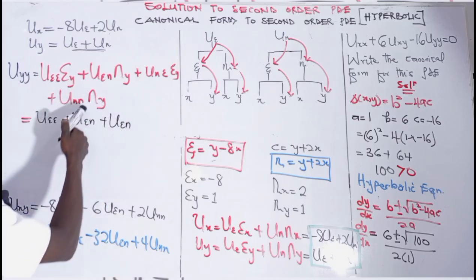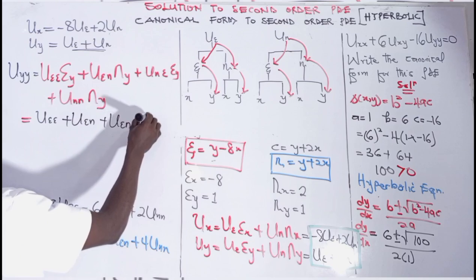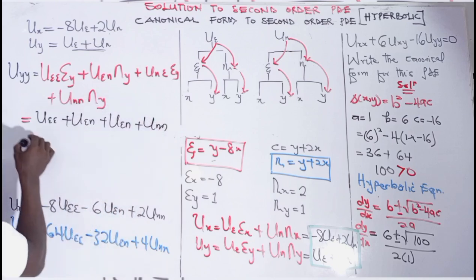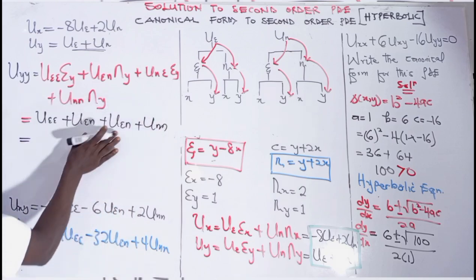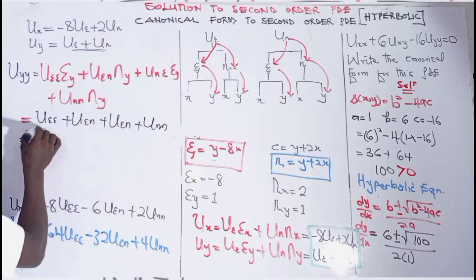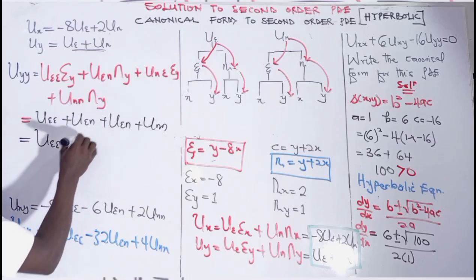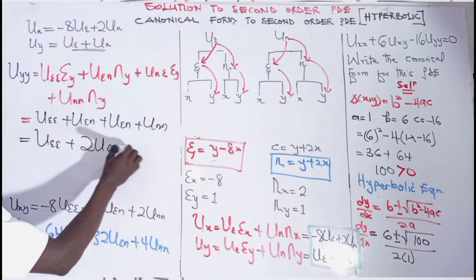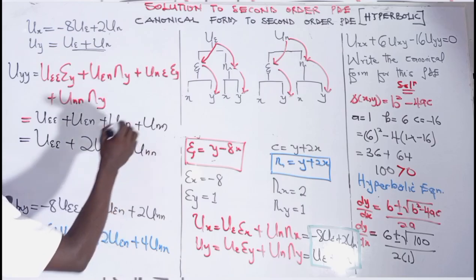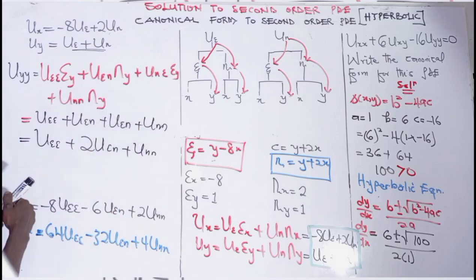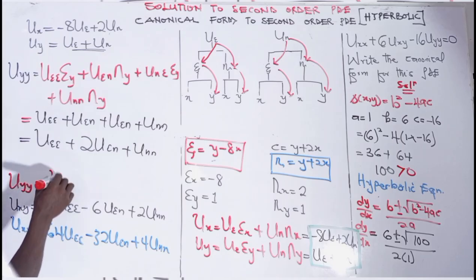And then we have what? Eta y is still 1, so we have u eta eta. For further simplification, we can add this together. So we have u xi xi plus 2u xi eta plus u eta eta. So our uyy is equal to what?